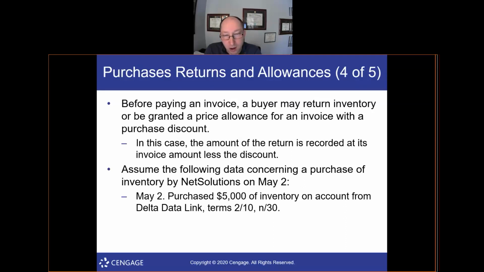Or let's say you ordered 100 pairs of jeans, and 10 of them had a defect, and your supplier will say, hey, you know what? Instead of sending those 10 jeans back to us, we'll just give you a discount on your total order. So when that happens, the amount of the return is recorded at the invoice amount minus the discount. So this way, we are recording the discount on those 10 defective jeans.